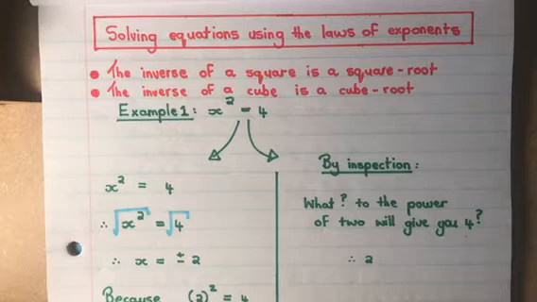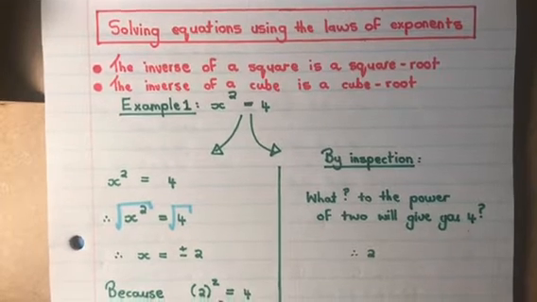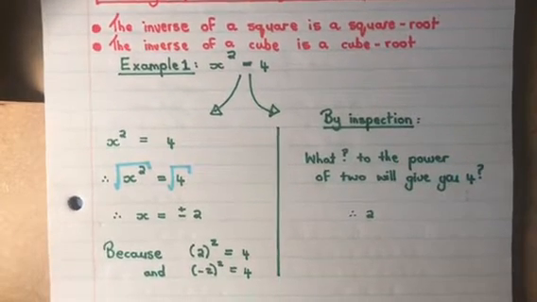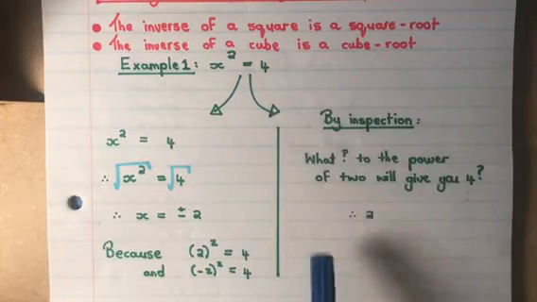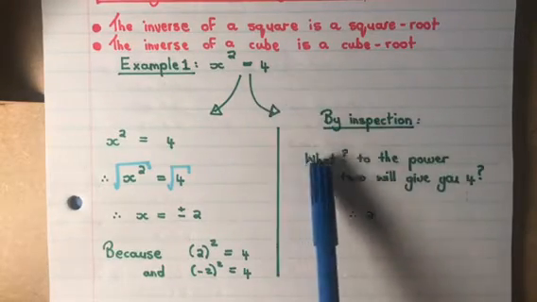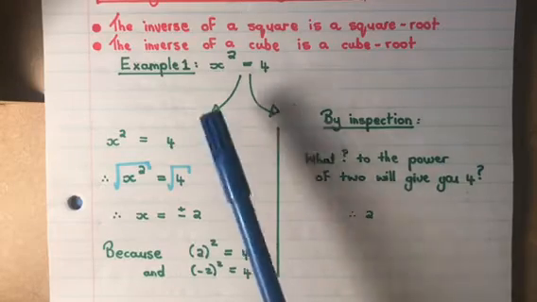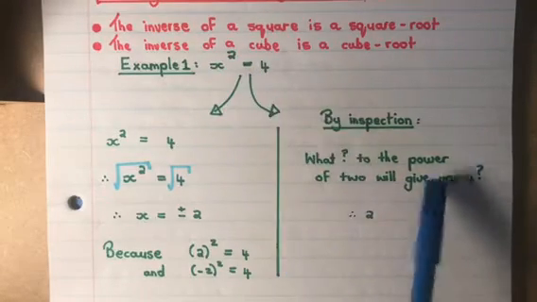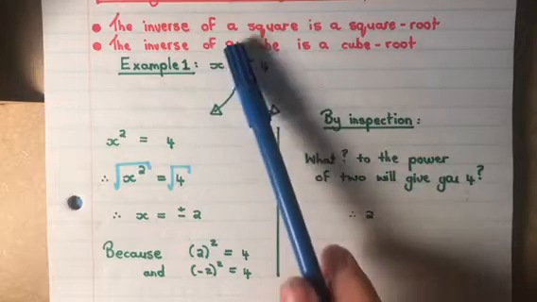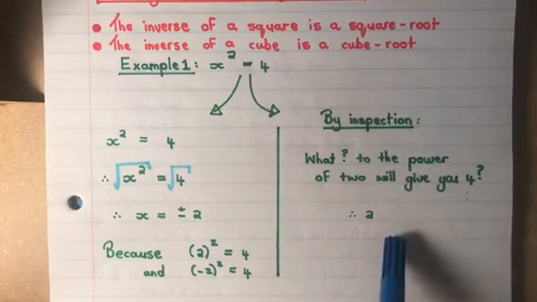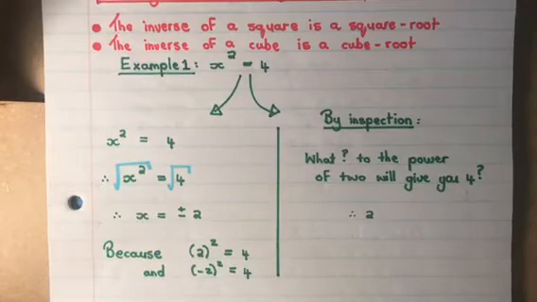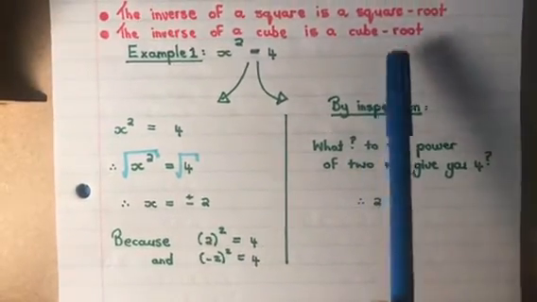Right, so if we look at example 1, if you have x squared is equal to 4, then one way you could do it is by inspection. You would just say, what to the power of 2 will give you 4? And that's very easy to see. 2 to the power 2 will give you 4. So x is 2.